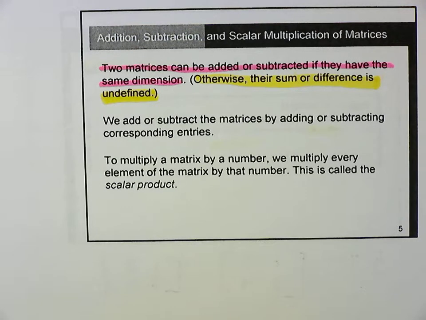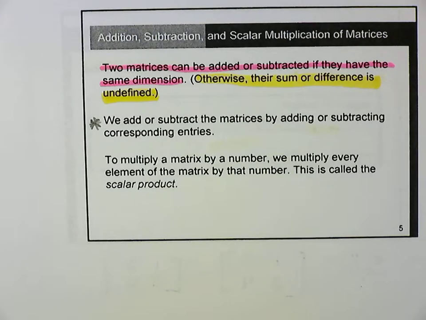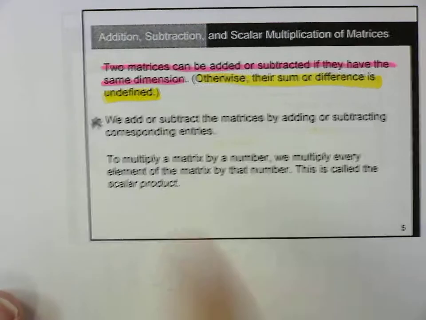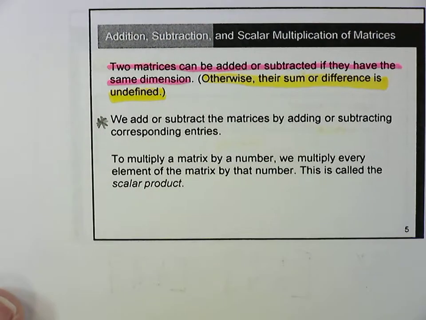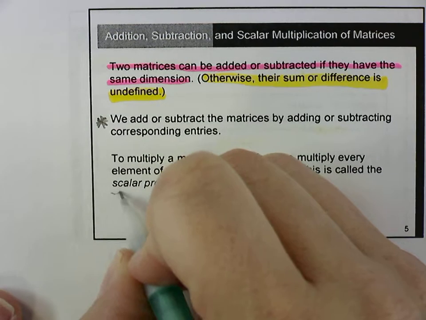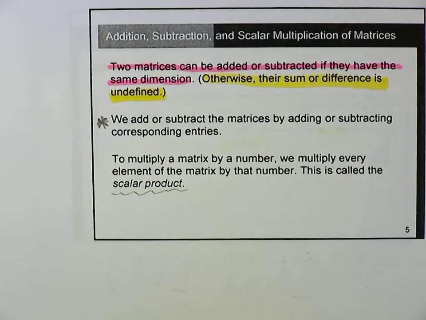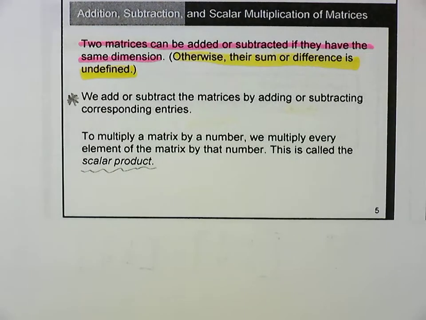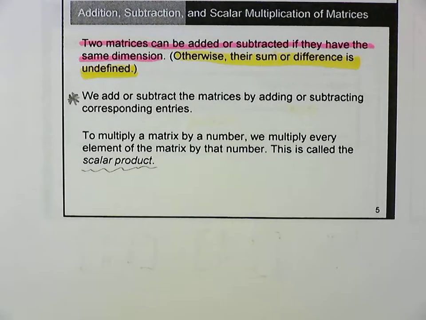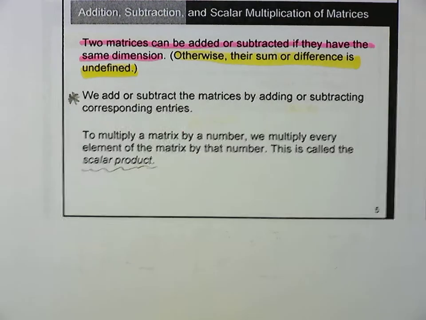The way that you add and subtract is you just add or subtract the corresponding entries. So if it's in the same position in one matrix as it is in the second, you're going to add those together. When you multiply a matrix, you're going to multiply every element of the matrix by that number. That's called the scalar product. You'll think of it as distribution. You multiply every single entry in your matrix by that scalar multiple, that constant term. And then I'll show you some examples of that.